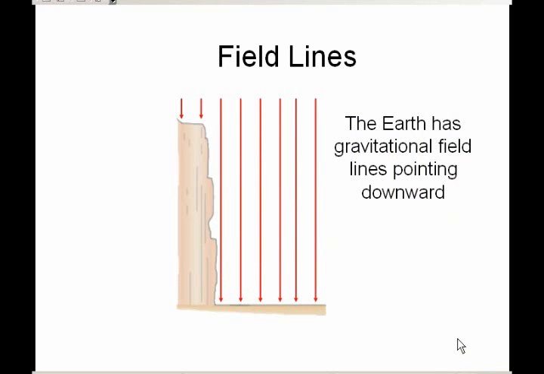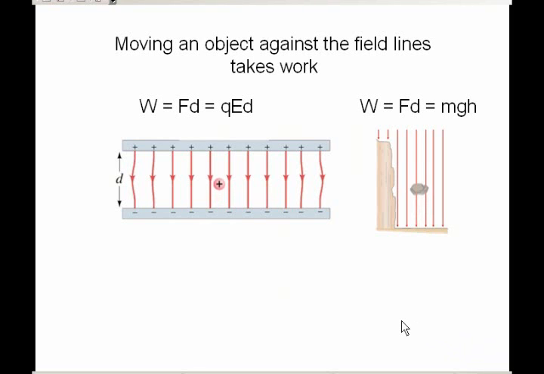The Earth also has gravitational field lines that would be pointing downwards. And again, these are imaginary lines showing the force on an object would be going downwards. Moving an object against these field lines takes work. On the Earth, it takes work to lift a rock. Between parallel plates, it takes work to push a positive charge from the negative side to the positive side.